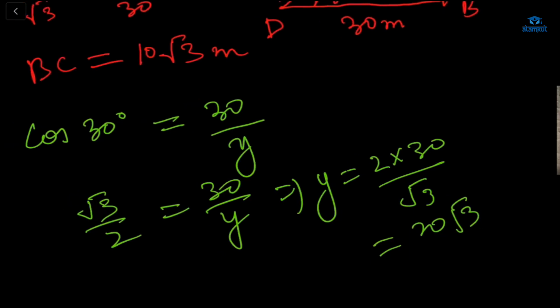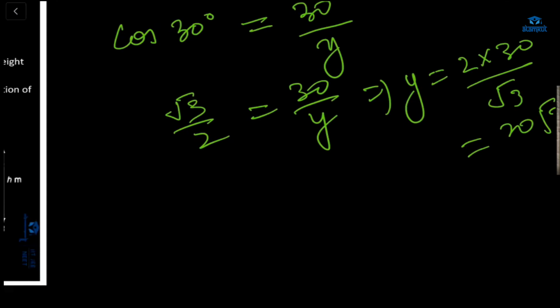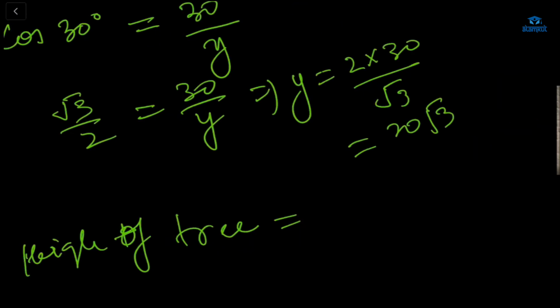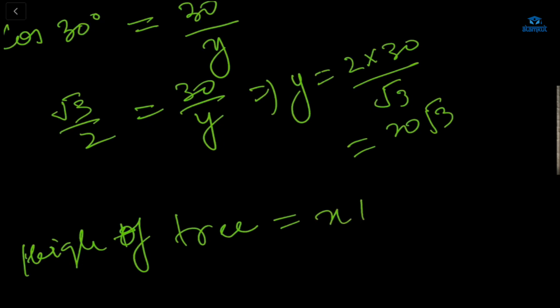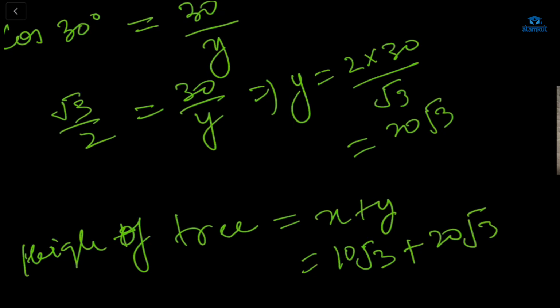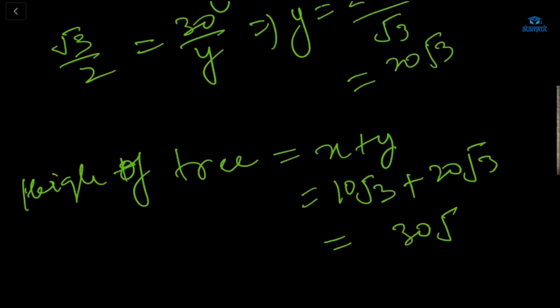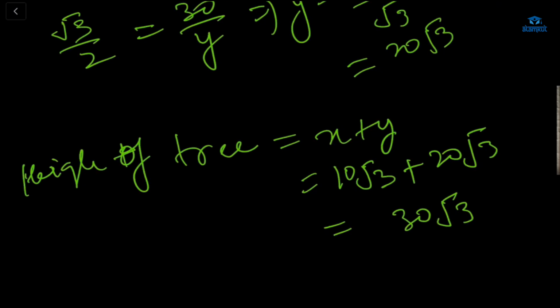Now the height of the tree is equal to x plus y, which is equal to 10 root 3 plus 20 root 3. So it will be 30 root 3. Or you can find out the exact height by multiplying by 1.732. Okay, understood? Any doubt here?